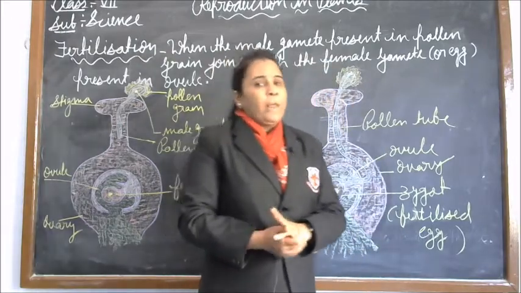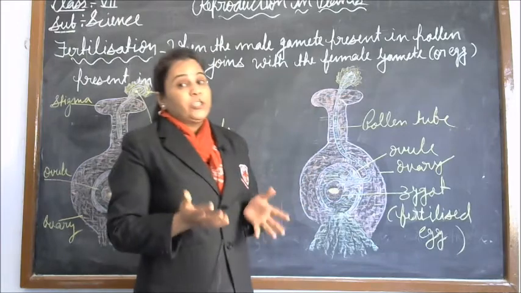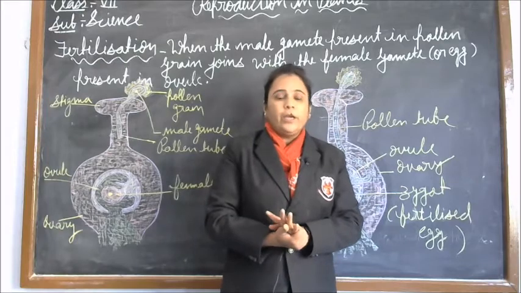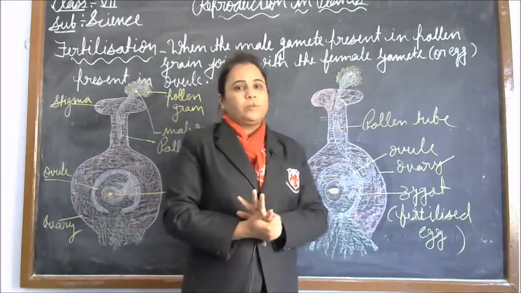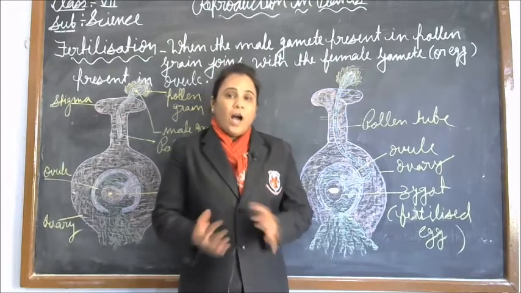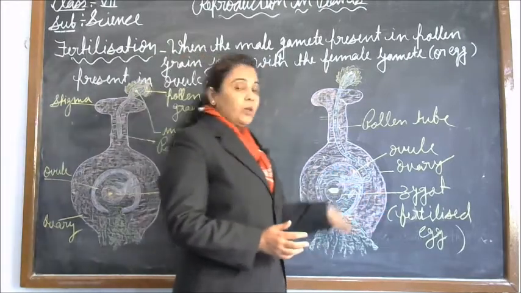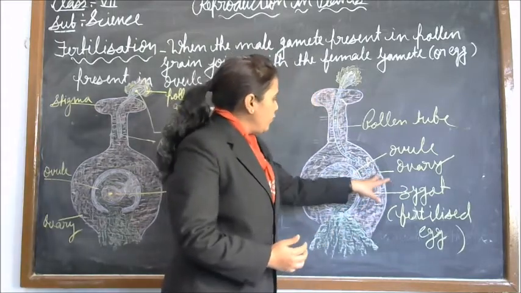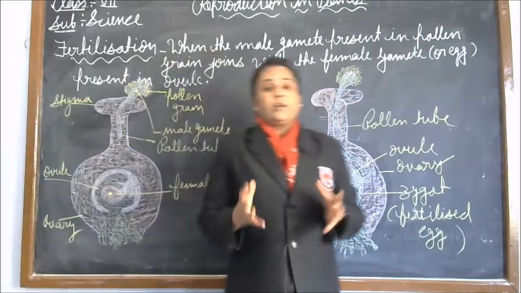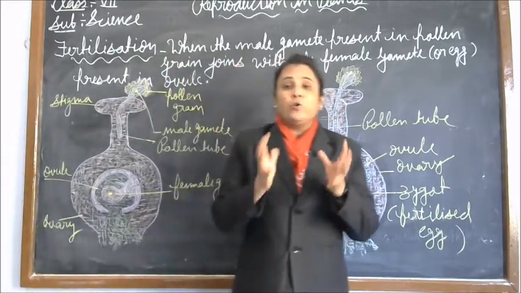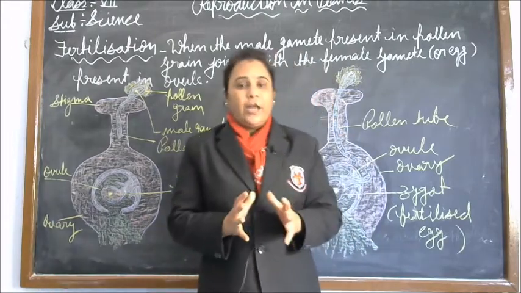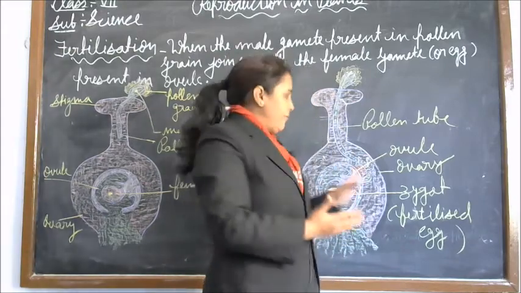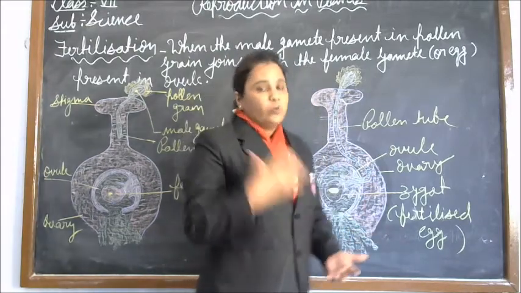Students, now after the formation of seed, fruit is formed. After the formation of seed from the ovule, the ovary starts to swell by the accumulation of food in it, and finally this ovary is converted into a fruit.